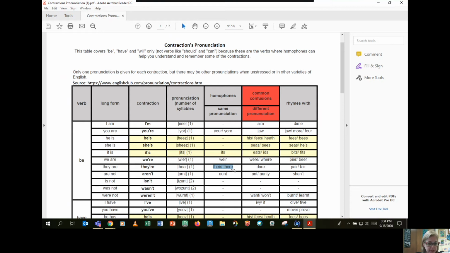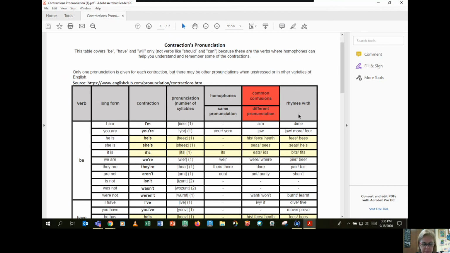So it's important to understand that sometimes we have contractions where there's another word that sounds exactly like it, and that's a homophone. Sometimes we can get confused, like I'm going to the store might sound like am going to the store, like I need to aim for something. So these are common words that we confuse if we don't pronounce them very distinctly. You are, your, some people hear jaw, your, jaw.